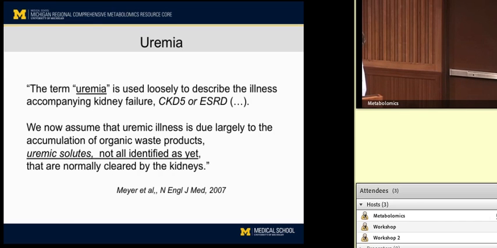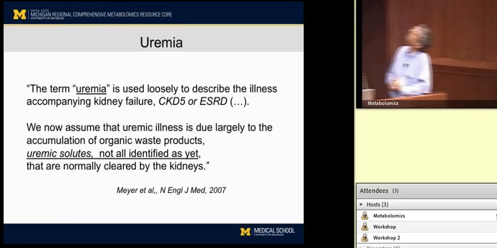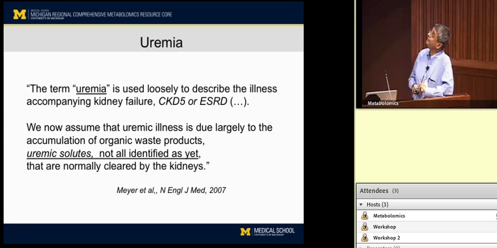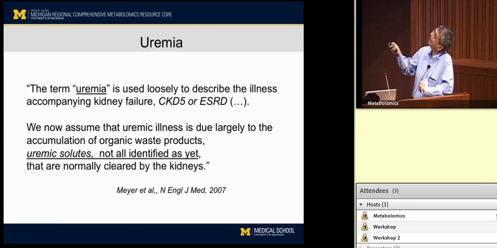So the term uremia is used to loosely describe the illness accompanying the kidney failure. And it is thought to be due to accumulation of so-called middle molecules, organic waste products. These are called the uremic solutes. And all of them are virtually small molecules. And this should be approachable by metabolomics.